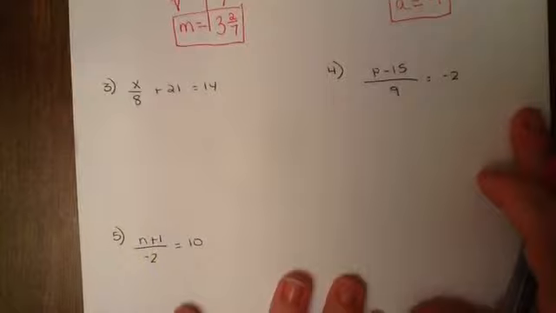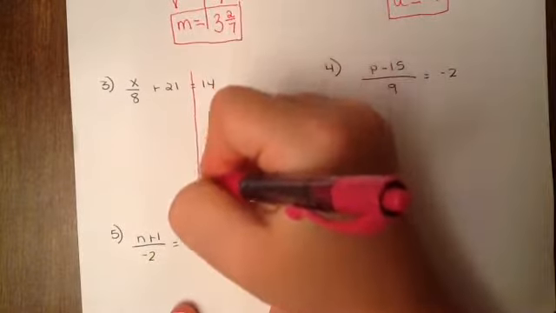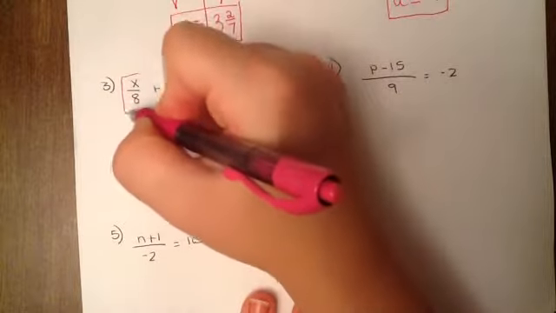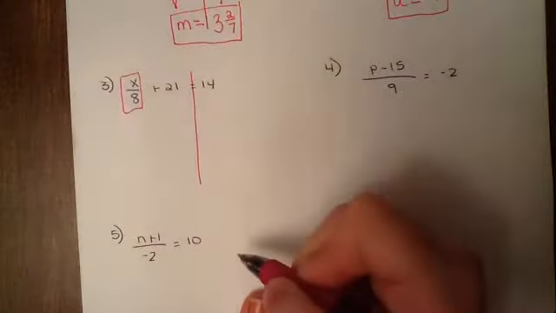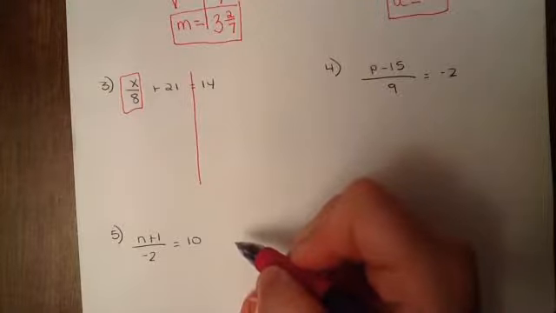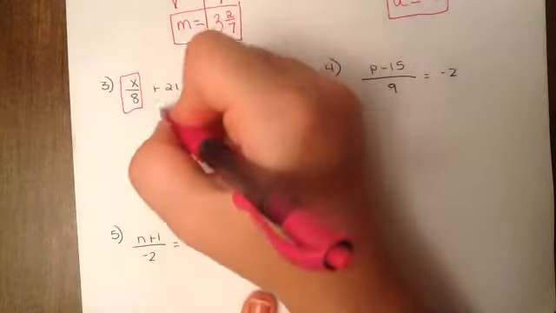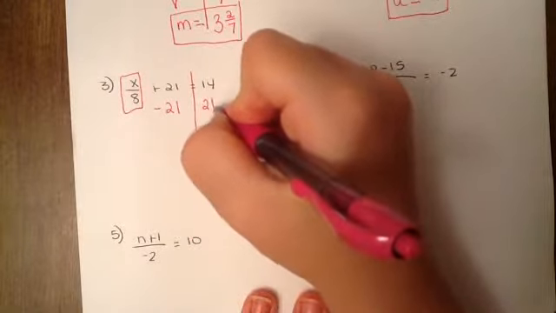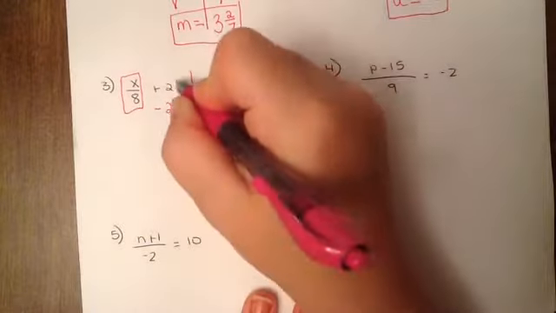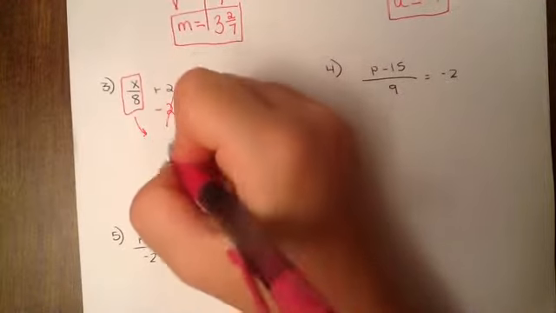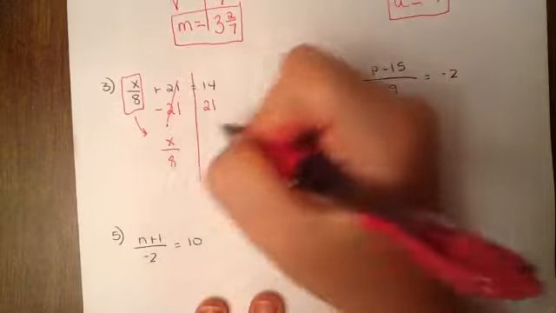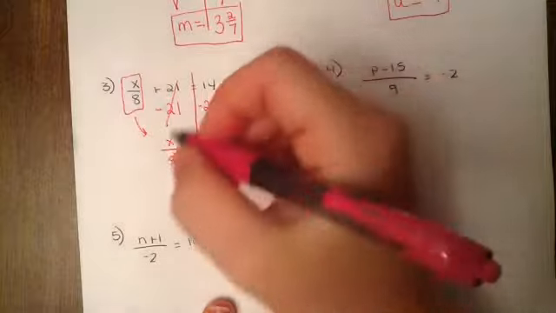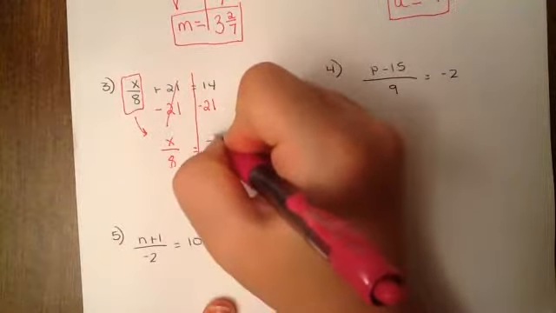Let's take a look at these next ones. Again, I want to find my variable and which one is directly attached. The divide by 8. So which one do you get rid of first? How do you get rid of a plus 21? Minus 21. What I do on one side, must do to the other. These ones cancel. Bring down x divided by 8. 14 minus 21 is negative 7.